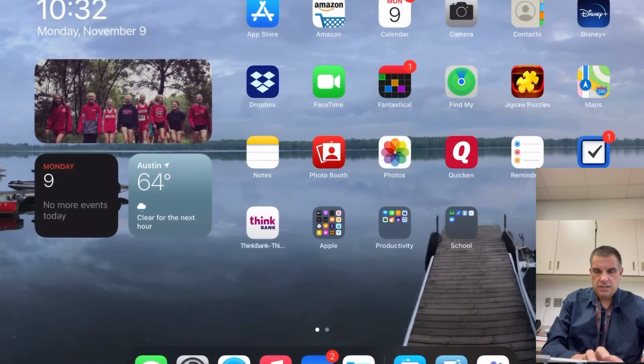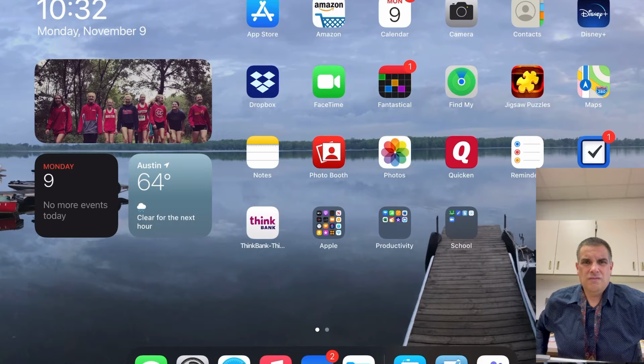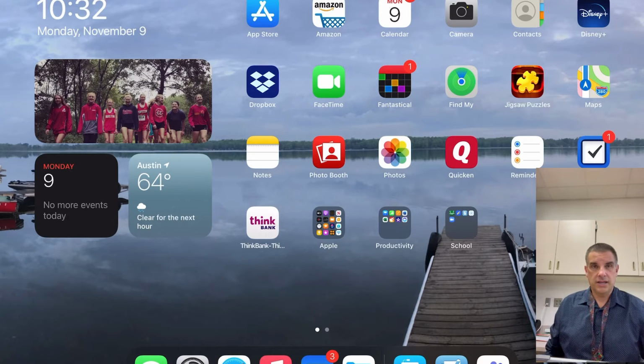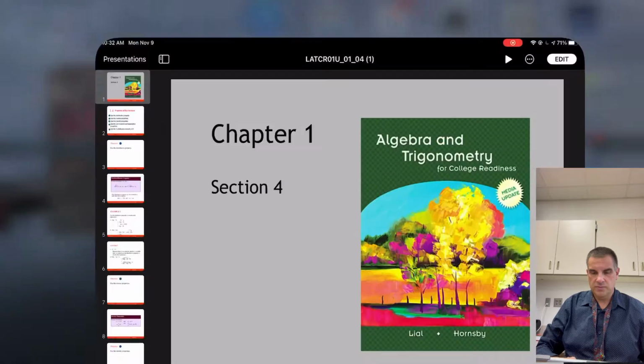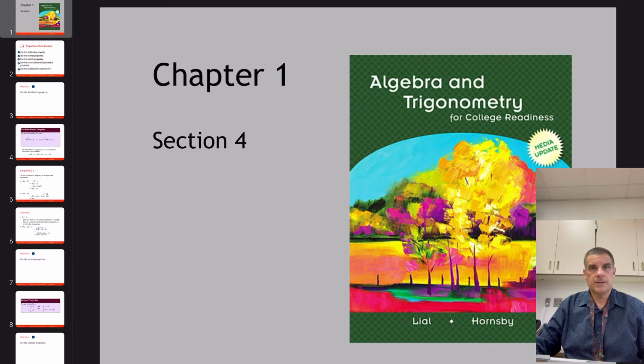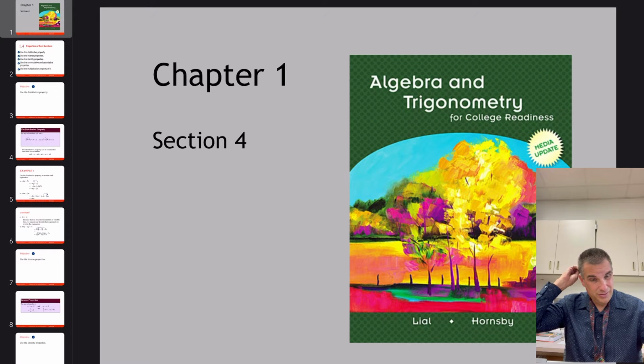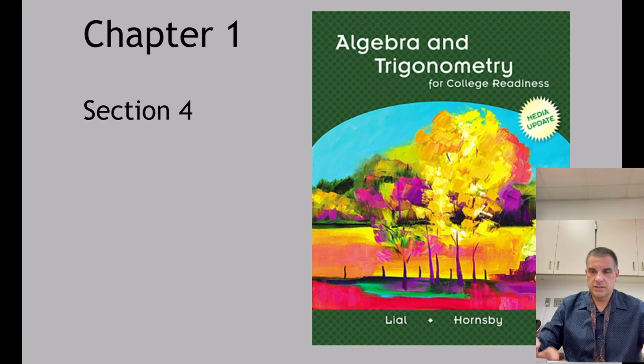Okay, so let's get going here. We're going to do section 1.4 today, distributive property and different properties. This is actually the last section that we'll cover in chapter 1, so we're getting close to a test over this section. Whether you're at home or in the building, today, let's get going here.